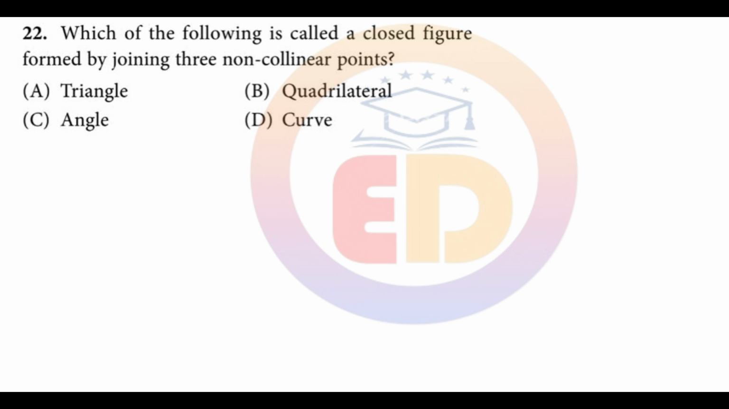Next question, which of the following is called a closed figure formed by joining three non-collinear points? Understanding collinear points. Now collinear points are points which come in a straight line and they should be more than 2 points, 3 or more.